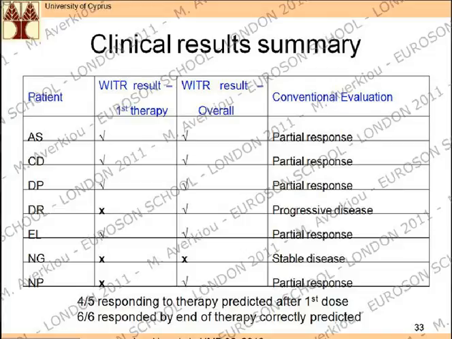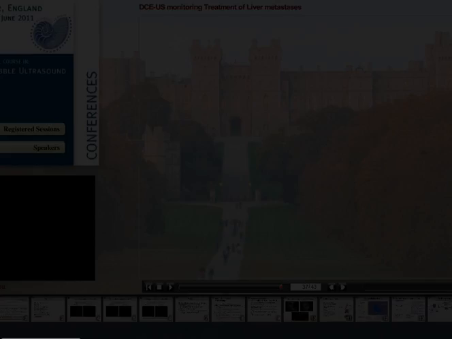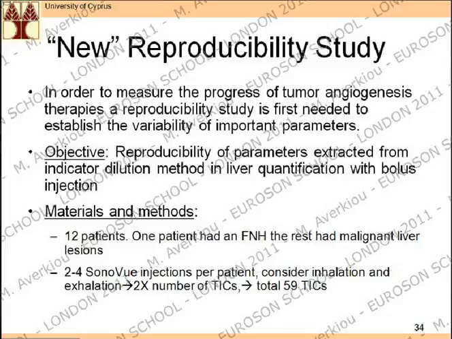And in 6 out of the 6 patients responding, by the end of the therapy, we correctly predicted them with the WITR. So that was what was really published in the 2010 paper. Now we are carrying on with the reproducibility study, but instead of just looking at the washing time only and making certain hypotheses, we're looking at all parameters.